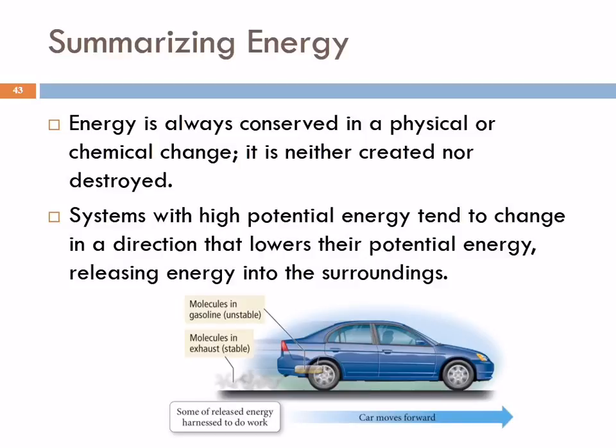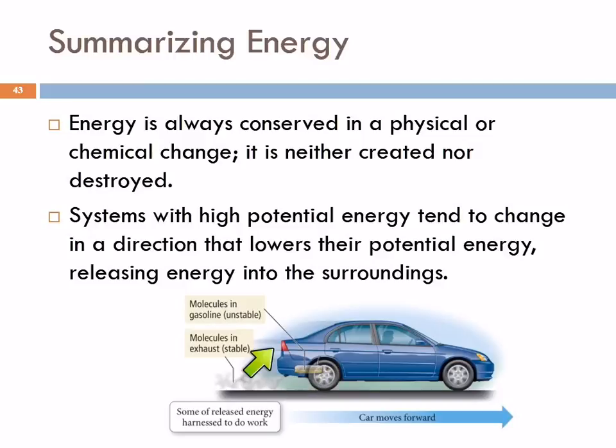So in chemical changes, we cannot create or destroy energy. Now, we're not talking about nuclear processes. That's a different thing here. We're limiting to chemical changes or to physical changes. So if you have a system with a high potential energy, it's going to have a tendency to change in a direction that lowers that potential energy by releasing energy into the surroundings.